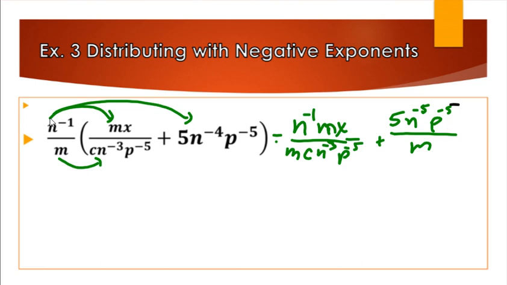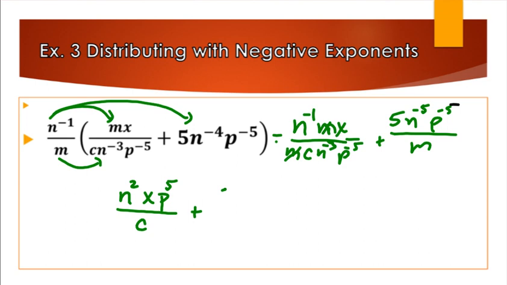And let's simplify. I have a negative n to the negative 1st divided by n to the negative 3. So it's n to the negative 1 minus a negative 3, which is n to the 2nd, positive 2. The m's cancel out here. We're left with an x in the numerator. And then we also need to get rid of our p to the negative 5th in the denominator, so that has to be in the numerator, so p to the 5th. All we're left with in the denominator is c.